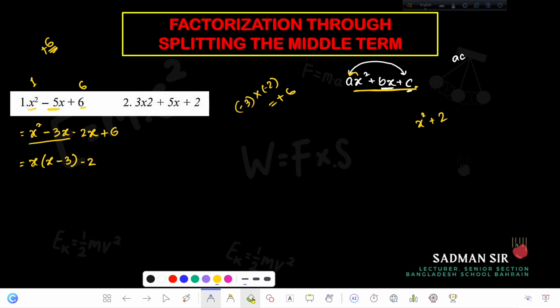Now I think it will be easier for you to understand if you write this 6 as, see, we split this one into minus 3 and minus 2, right? So we will write minus 3 into minus 2. See, we did not actually make any kind of change. Why? Because minus 3 and minus 2, if I multiply it, it still becomes 6, right? Previously we wrote 6. Instead now we are writing minus 3 into minus 2. It will make our process easier.